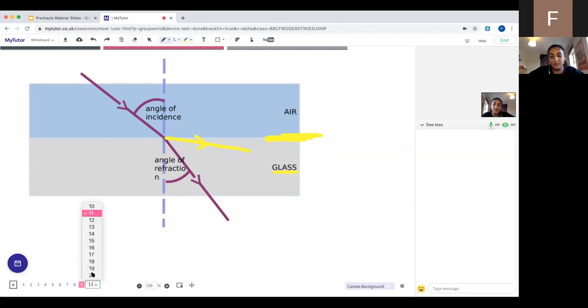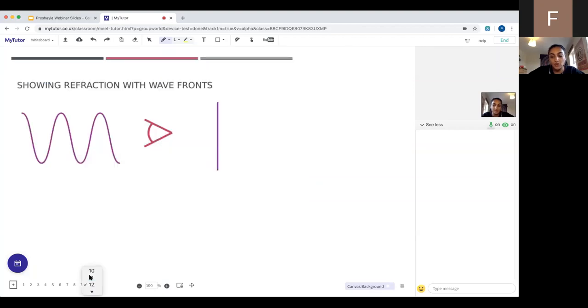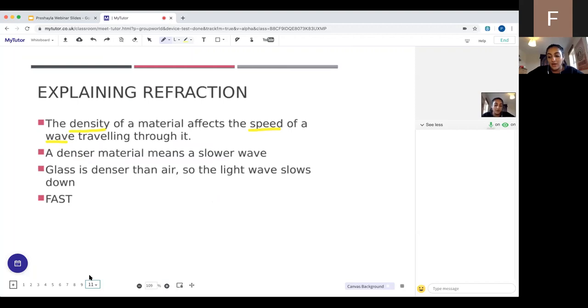How do we know which way it goes? How do we know whether it's going to go away from the normal or towards the normal? If you know the answer, put it in the chat. Okay, loads of you are putting really great answers in, which is really good. That was quite a complicated concept and a complicated question to go with it, so that's really good.